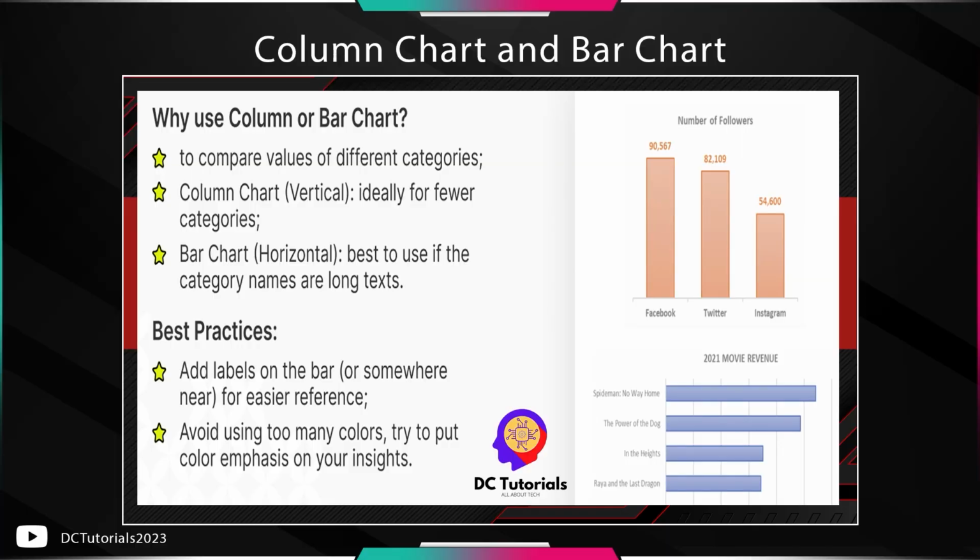In summary, we use column charts and bar charts to compare values of different categories. We use column charts ideally for fewer categories, while we use bar charts if the category names are long texts. Some of the best practices that we have learned: first, we need to always add labels for easier reference and avoid using too many colors, or at least try to put color emphasis on your insights.